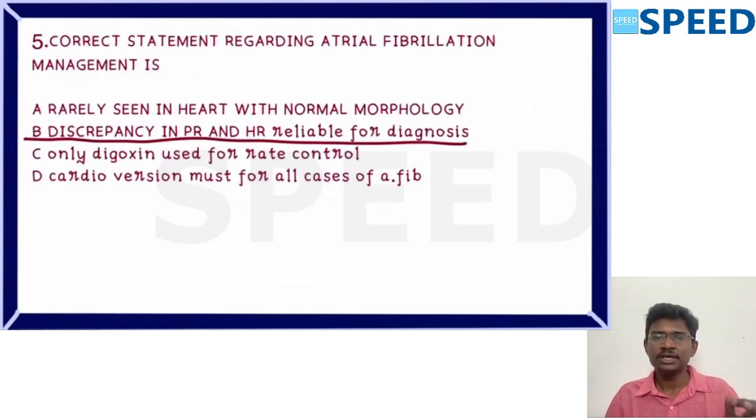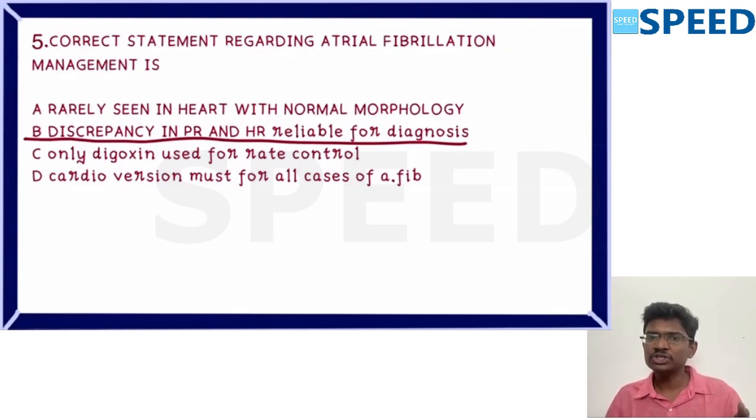Okay, yes. So now let's see the next question again on atrial fibrillation. The correct statement regarding atrial fibrillation management is: A, rarely seen in heart with normal morphology. B, discrepancy in pulse rate and heart rate are reliable for diagnosis. C, only digoxin used for rate control. D, cardioversion must for all case of atrial fibrillation. So here I want to clear out, like now only we saw drugs for rate control, we had 4 groups of drugs. It is not only digoxin for rate control. That option is ruled out.